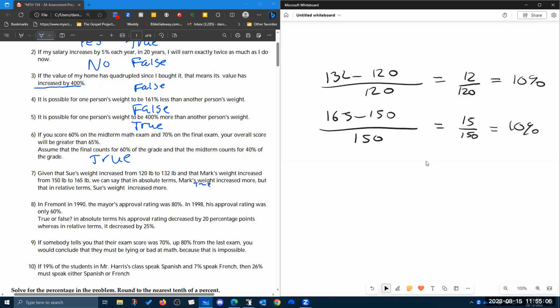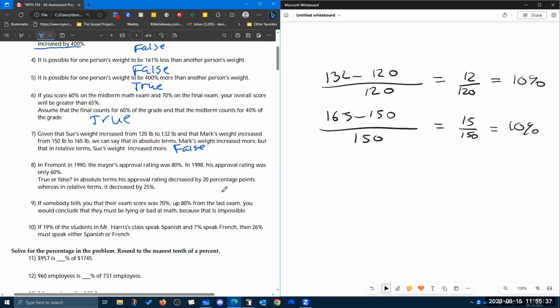So it's going to be false to say that in relative terms, Sue's weight increased more, because they had the same relative and percent increase. It was 10% of their weight for both of them. So watch out, even though the first part of this conclusion was true, the second part was false, so the whole statement is false.